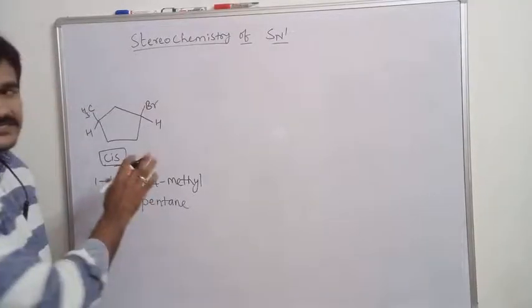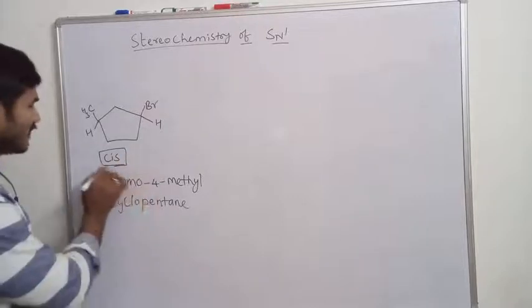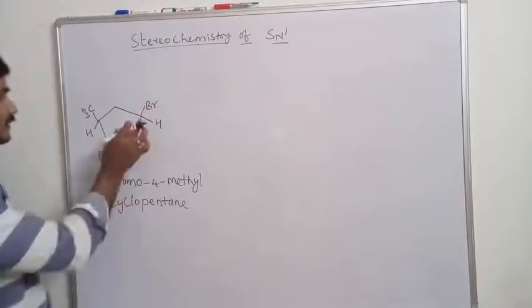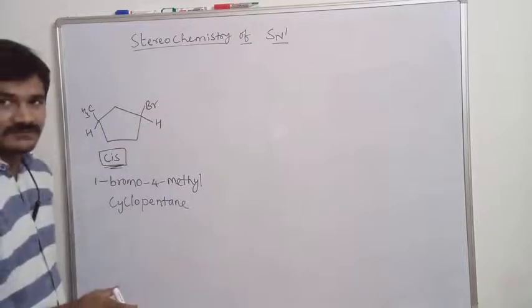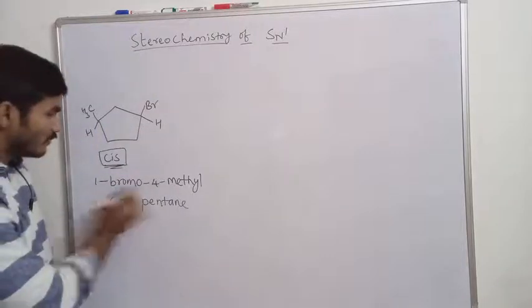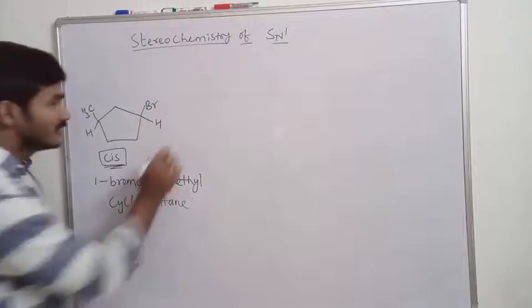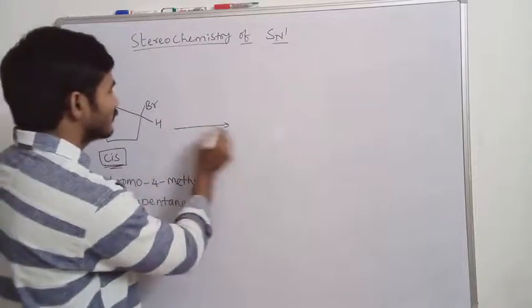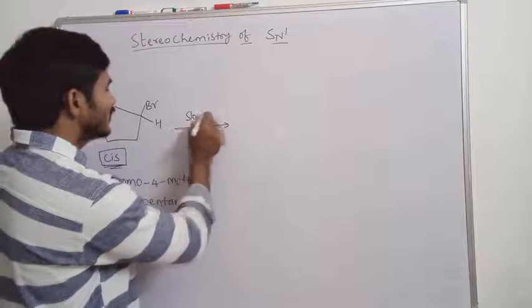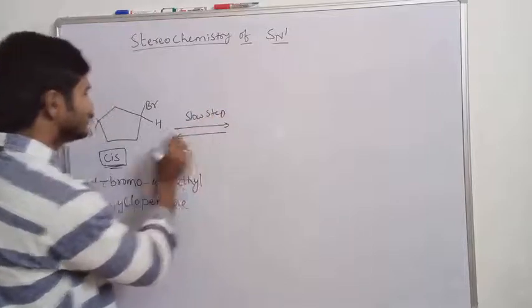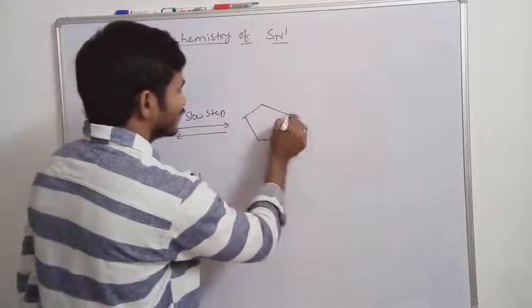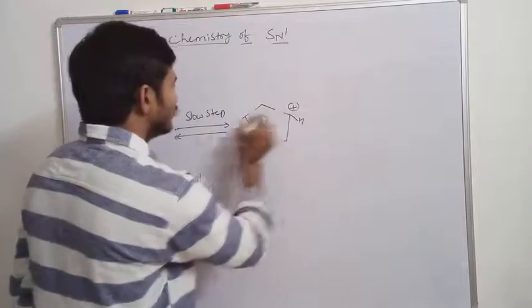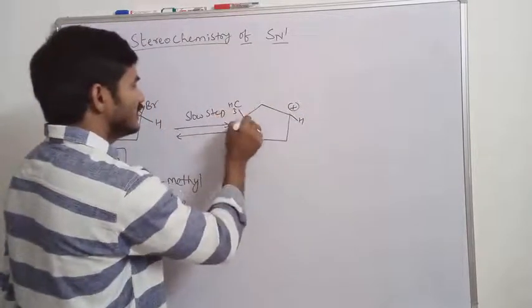Now let us take another example. This molecule is cis. Here the bromine and methyl groups are on the same side, and the hydrogens are on the same side. Okay, so cis 1-bromo-4-methyl cyclopentane. For this molecule, we know the first step: formation of the carbocation. So this Br is eliminated, and we get one carbocation, with a positive charge, CH3 and H.